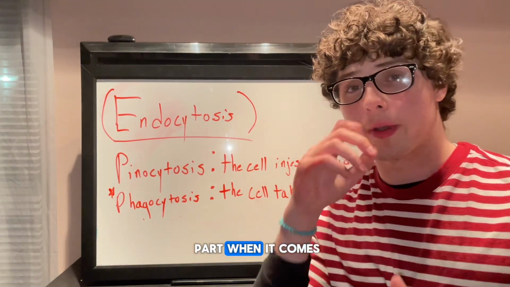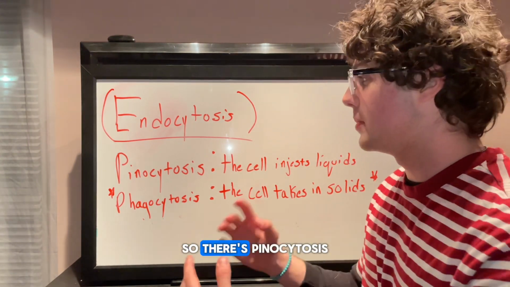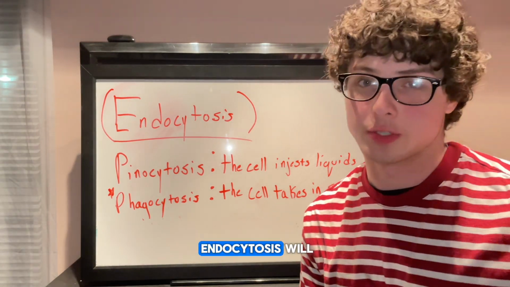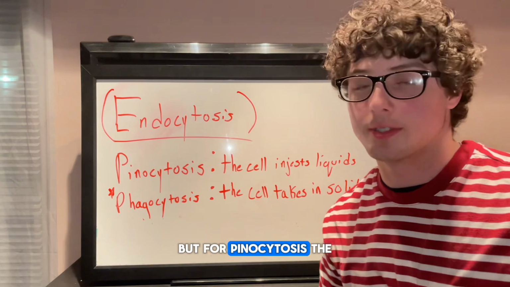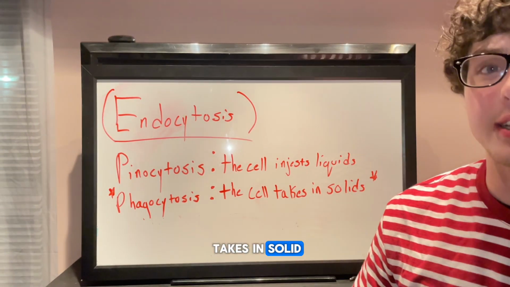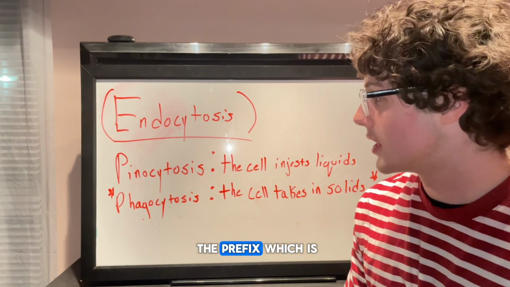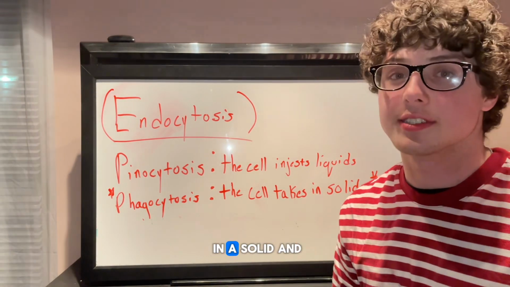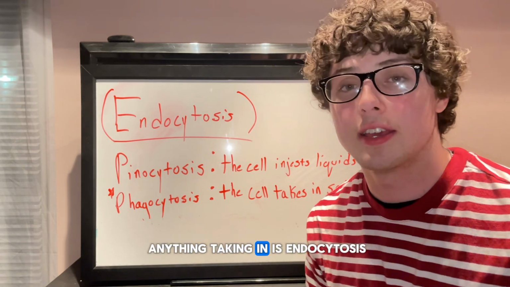For the most part, there are three different forms of endocytosis: pinocytosis, phagocytosis, and receptor-mediated endocytosis. The last one is a little longer, so we're going to get into it on the next slide. But for pinocytosis, the cell is taking in liquids, and for phagocytosis, the cell takes in solids. There's not a huge difference in the process, only the name and the prefix, pino and phago. Whether you're taking in a solid or a liquid, it is still endocytosis. Anything taking in is endocytosis.